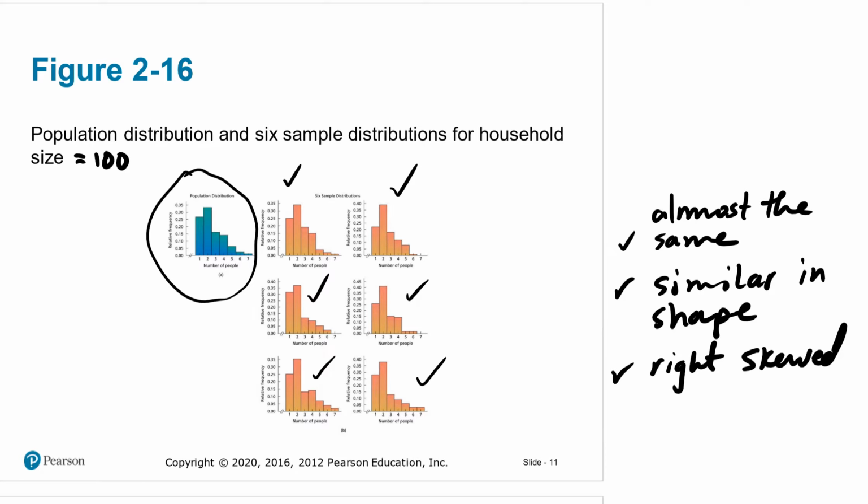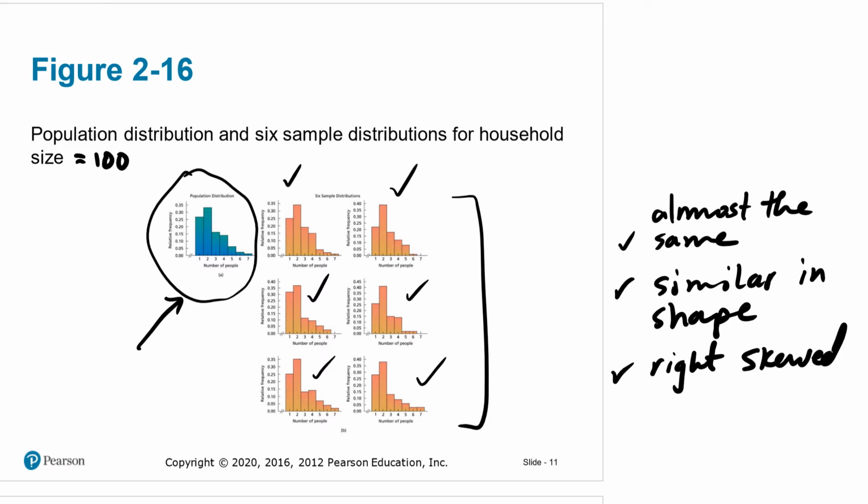Another thing, they look similar in shape. Do you see? They all look right skewed, or skewed to the right. There's not one skewed to the left, one skewed to the right, one symmetrical. And notice something about them. They all almost look like the main one, the one in blue. And that's another thing that is important for you to know.